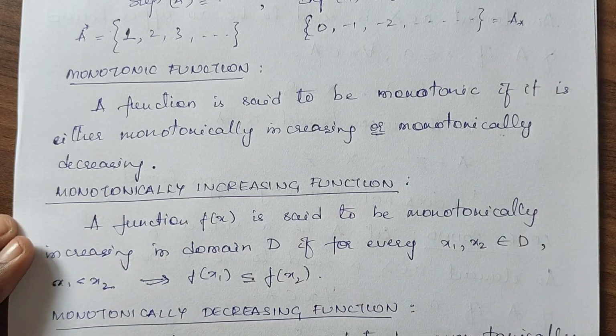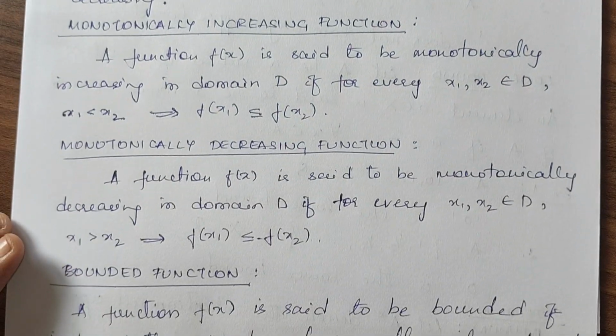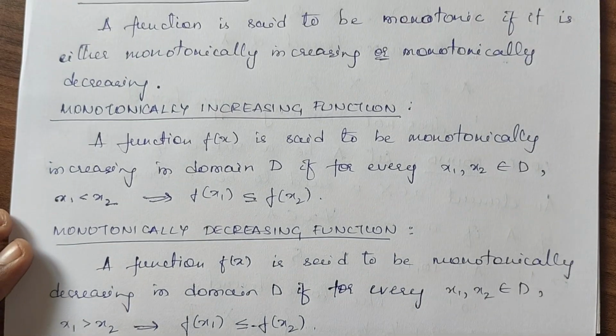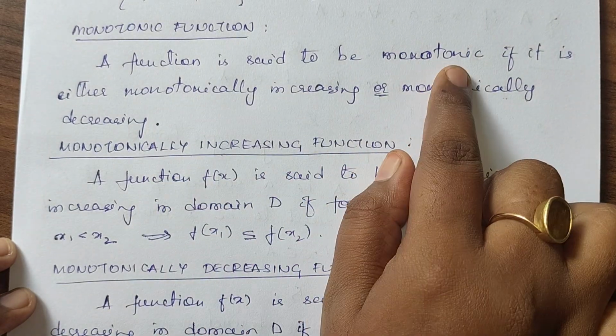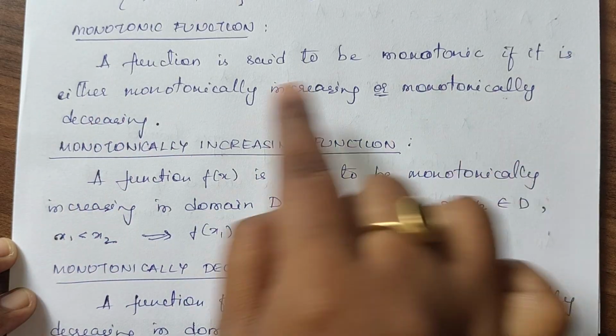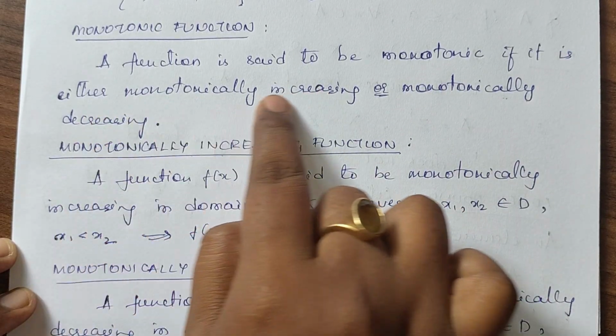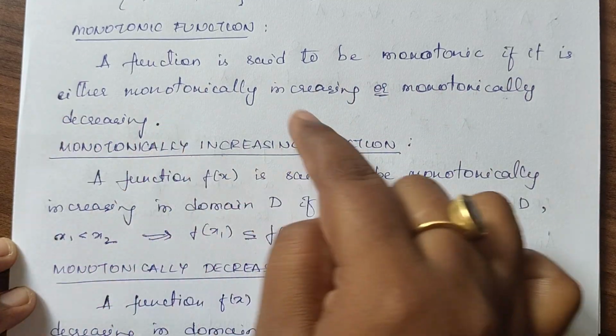So now we'll move to monotonically increasing function and decreasing function. See, a function is said to be monotonic if it is either this or this. So now let's define what is this. Monotonically increasing and monotonically decreasing, let's say.